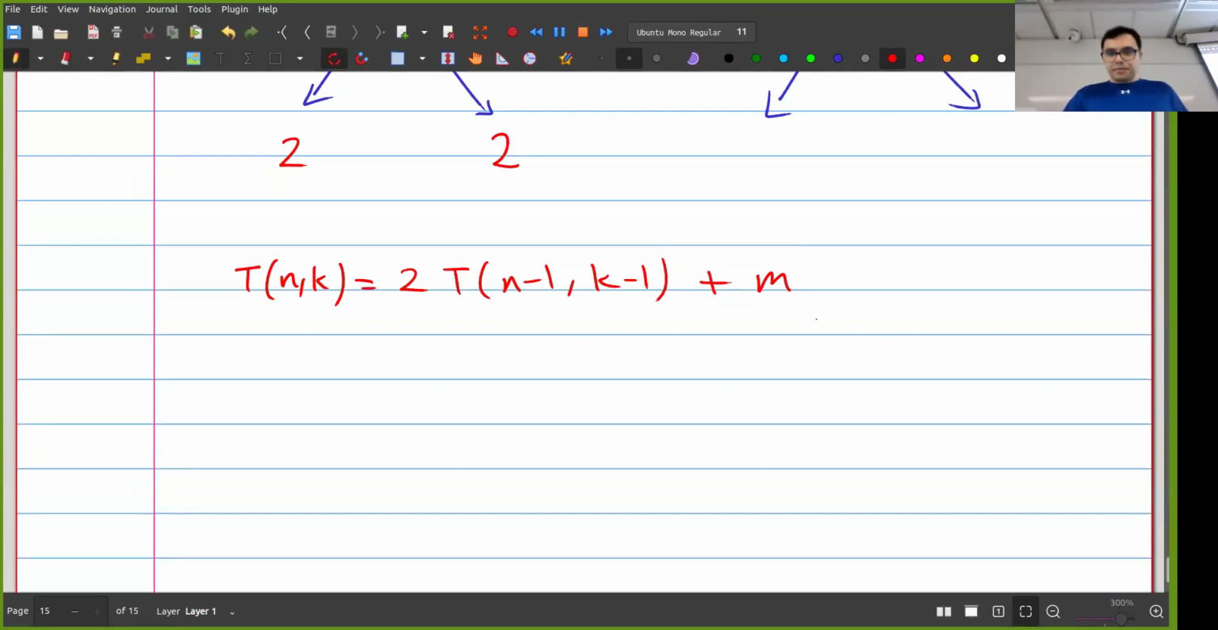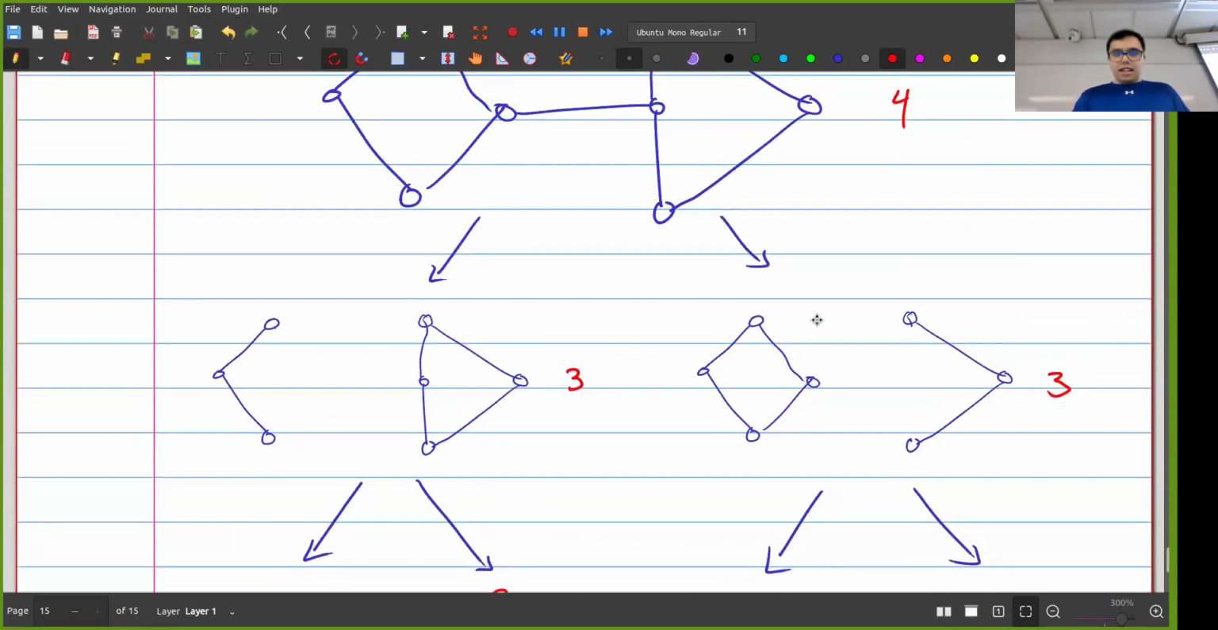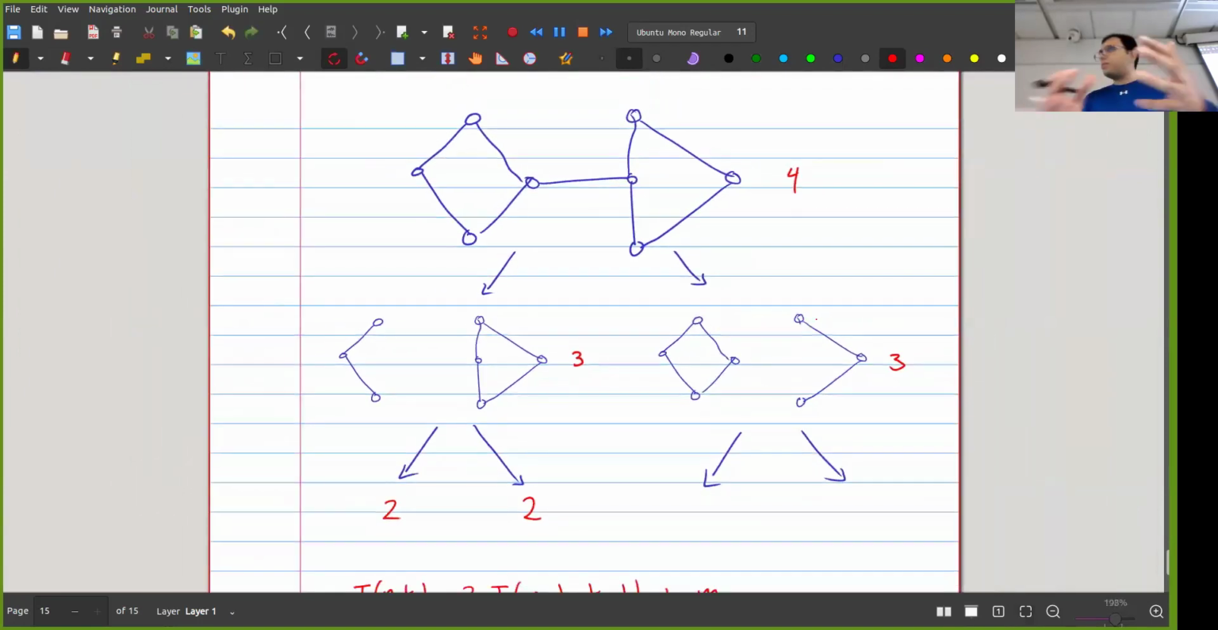Okay. Now here's the thing. I can just look at this recursion tree. And what is the height of this recursion tree? Every time that I'm going down, my n is decreasing, but my k is also decreasing. And I said, I assume that k is much smaller, so k is going to run out first. So the height of this tree is going to be k.